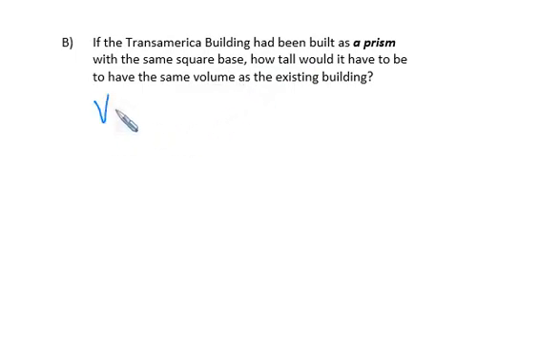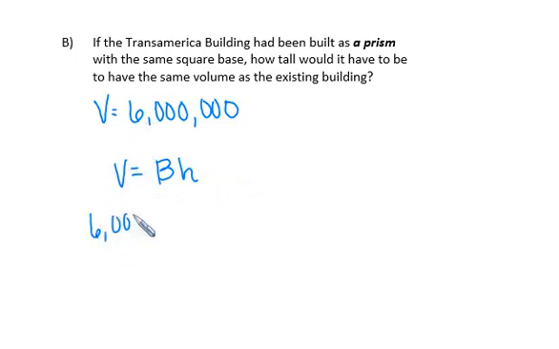Alright, well remember, the volume of the building right now is 6 million. So let's just go ahead and write that. So we're trying to say, instead of a pyramid, what if it were a prism? What would the height have to be to have the same volume? So the equation for the volume of a prism is area of the base times the height. And we don't have to divide by 3 because that's only for a pyramid. So we can go ahead and plug in the volume. We know that that's 6 million.